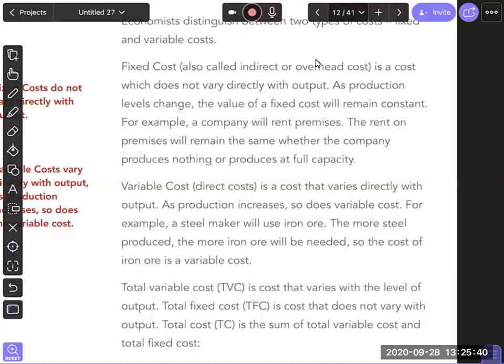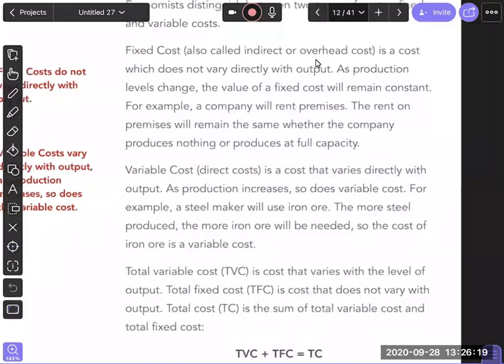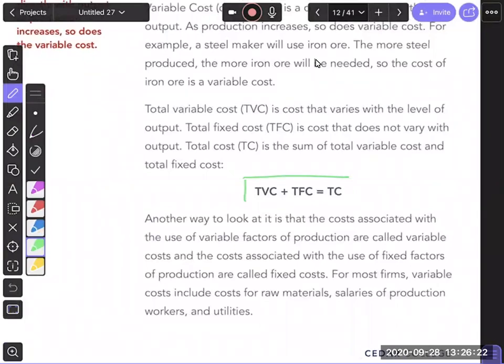So guys, fixed cost is a cost that doesn't vary with the level of output. When the production level changes, for example, you produce more of a good, the value of the fixed cost will remain constant, like rent. For example, a company rents premises, and the rent will remain the same whether you produce nothing or produce at full capacity. On the other hand, variable cost varies directly with output. When you produce more, variable cost will also change. For example, if you're a steel maker using iron ore, the more steel you make, the more iron you need, and therefore the higher your variable cost. Make sense? And total cost is made up of your variable cost plus fixed cost.